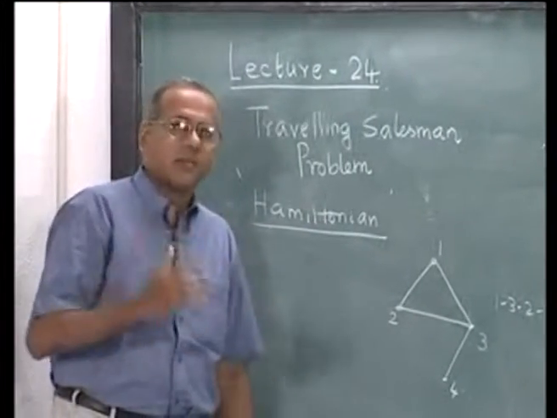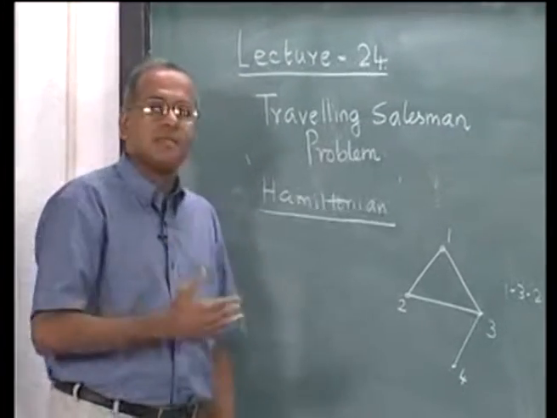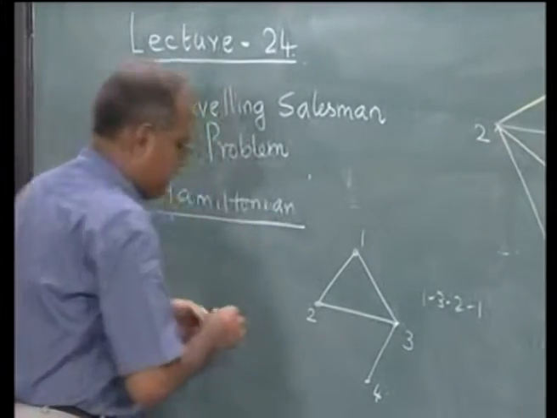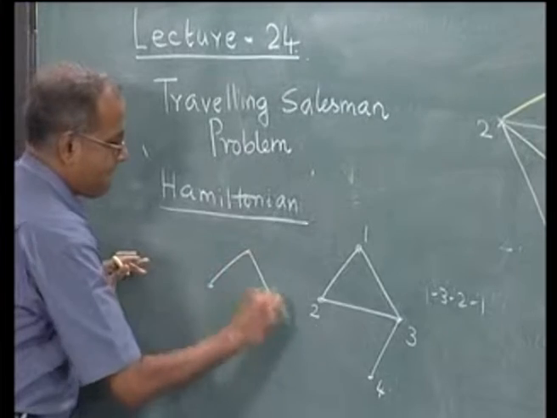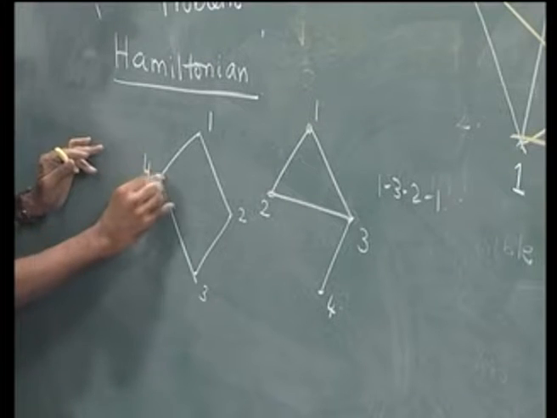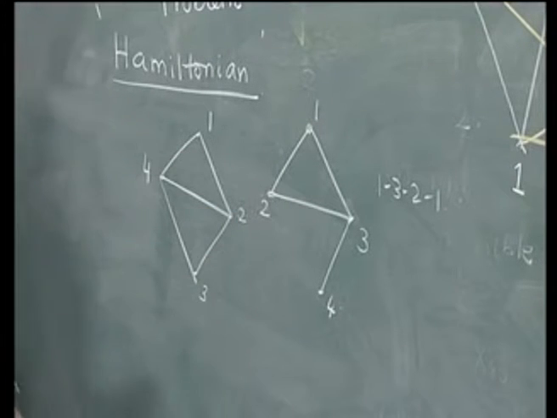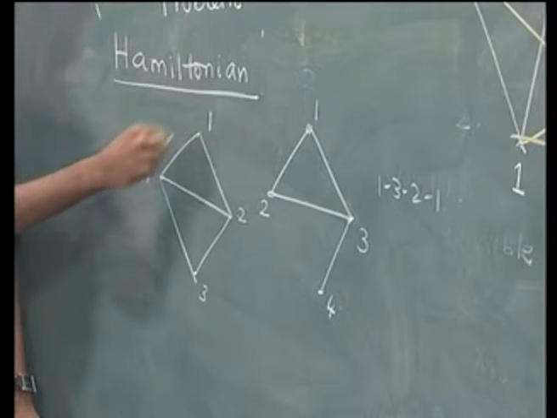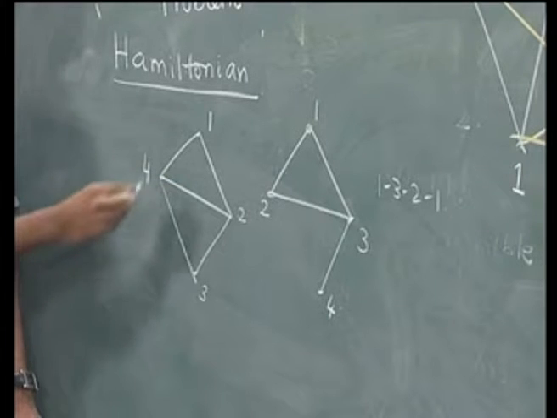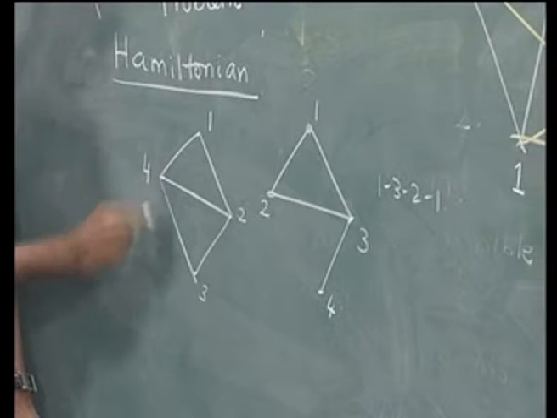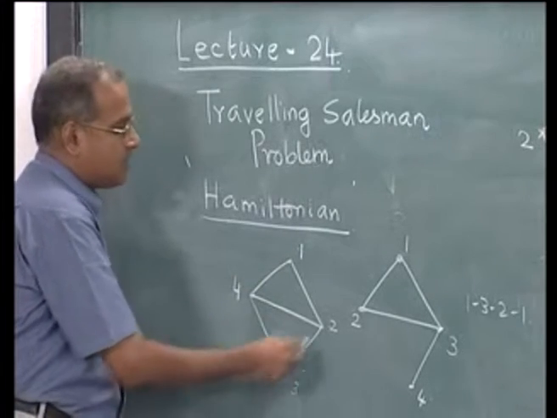When we say whether it is Hamiltonian, we say whether there is a Hamiltonian circuit, which means I start from this point. If you take this particular graph, now this graph is Hamiltonian, 1 to 2, 2 to 3, 3 to 4, 4 to 1. So, it has a Hamiltonian circuit. I could do 1 to 2, 2 to 3, 3 to 4, 4 to 1, which is the same as 1 to 4, 4 to 3, 3 to 2, 2 to 1.